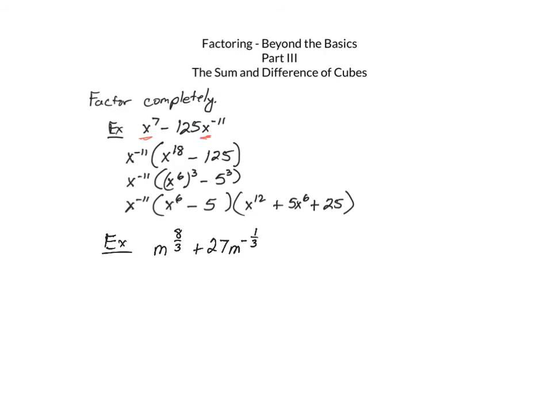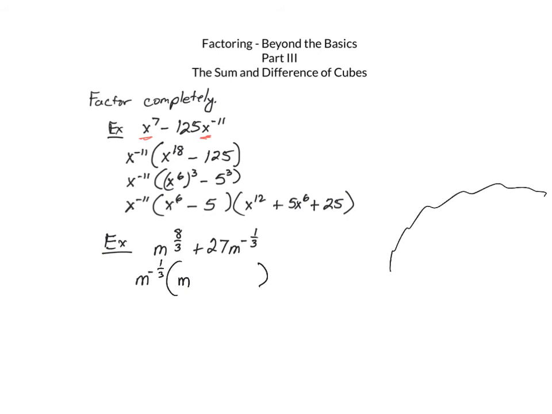Again, we have a common factor because we see an m in each term. The smaller of the two exponents is negative 1/3, so I'm going to factor that out. M to the negative 1/3. And what am I left with? M to the 8/3 minus negative 1/3.